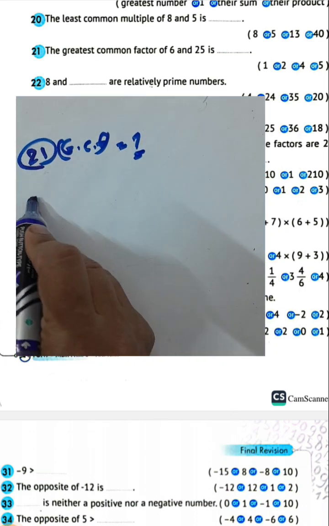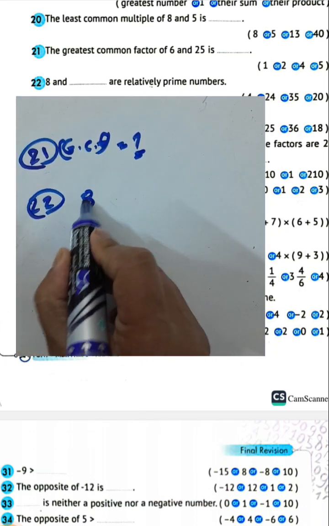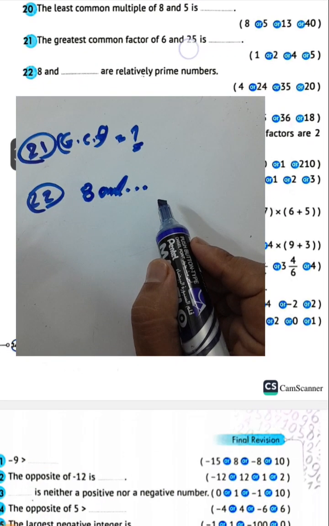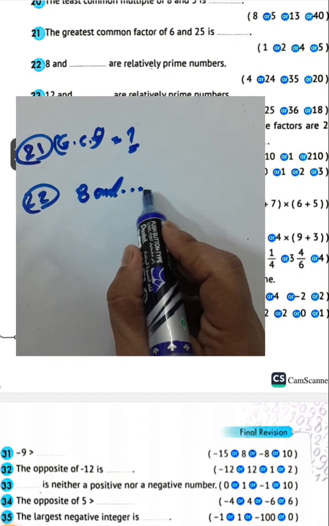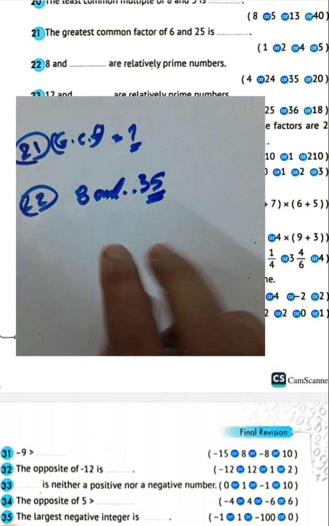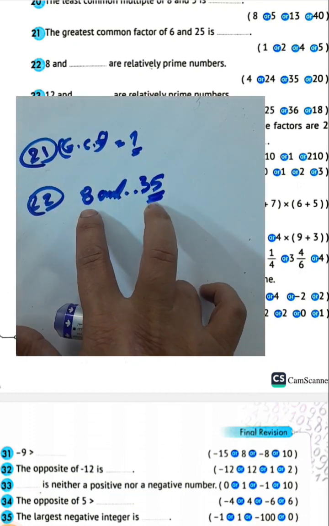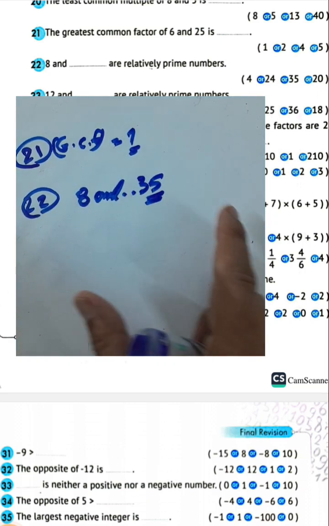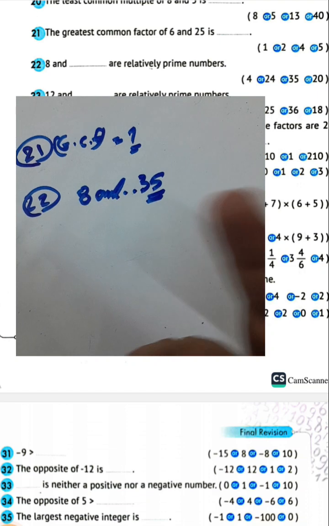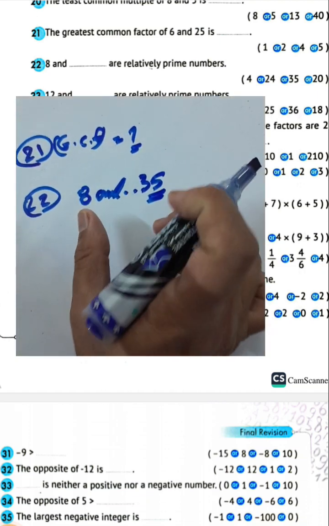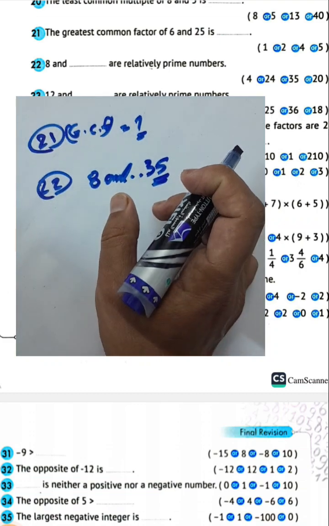Question number 22, 8 and blank are relatively prime numbers. Look here, 8 and 35. Okay, 8 and 35 we call relatively prime numbers because the highest common factor between 8 and 35 equals 1. 8 equals 1 times 8, and 35 equals 5 times 7 and 1 times 35. Then the highest common factor between the two numbers is 1. So 8 and 35 are called relatively prime numbers.